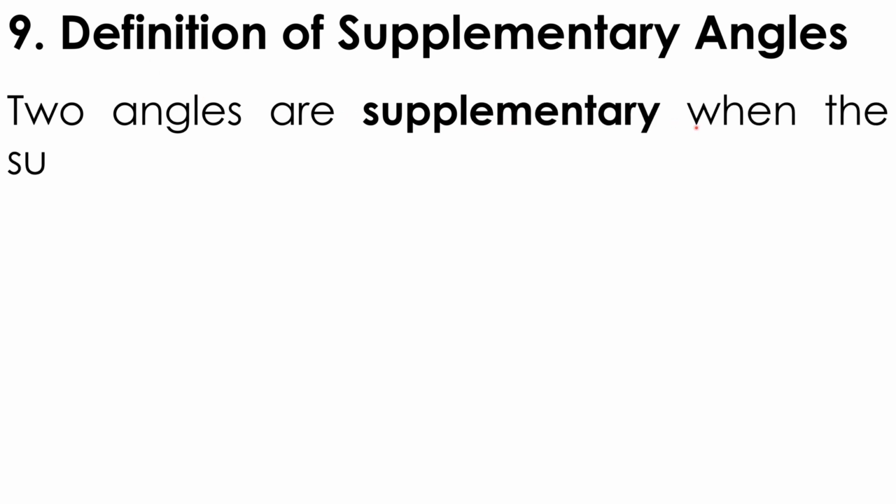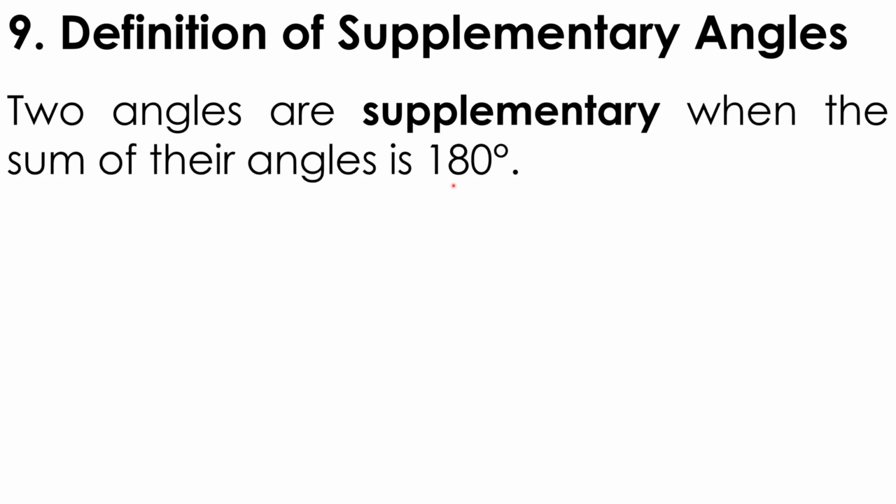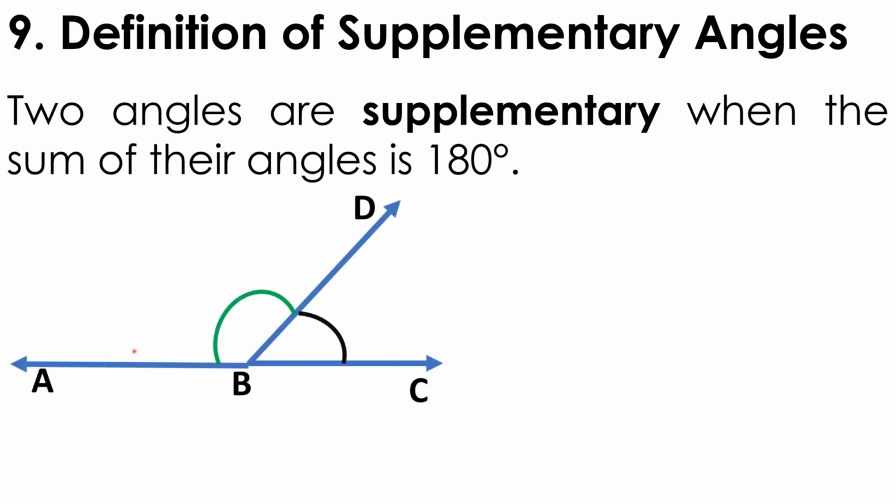Now, let's proceed to the definition of supplementary angles. Two angles are supplementary when the sum of their angles is 180 degrees. Now, I have here a figure with angles ABD and DBC. Notice that angle ABD, we can name as angle 1 and angle DBC as angle 2. These two angles are supplementary when the measurement of angle 1 and the measurement of angle 2 combined come up with a total of 180 degrees.